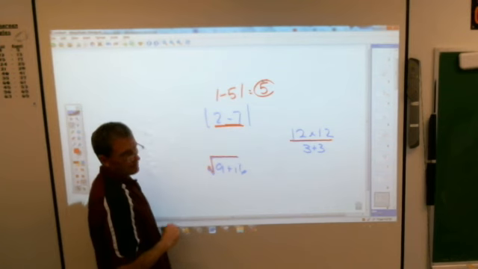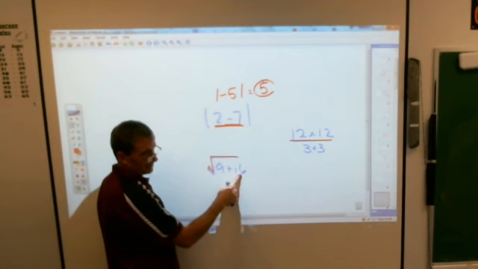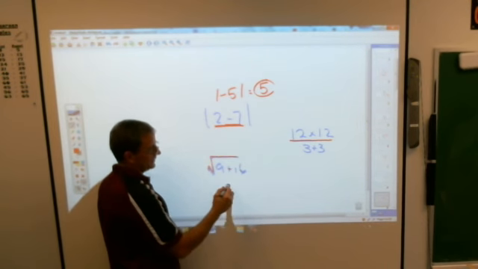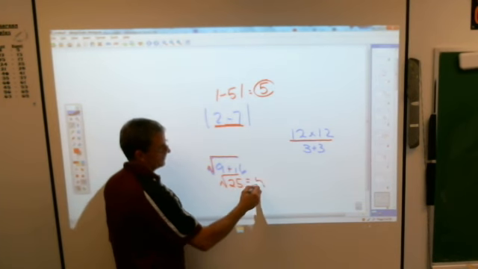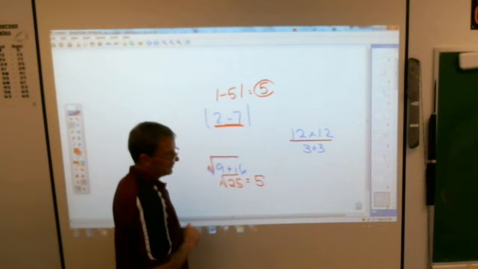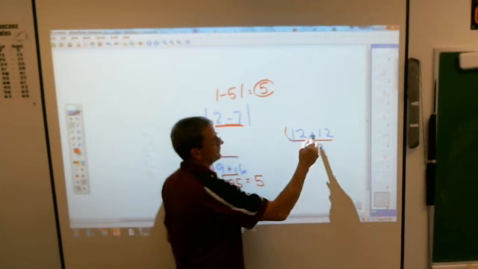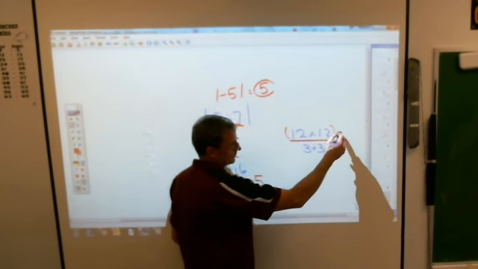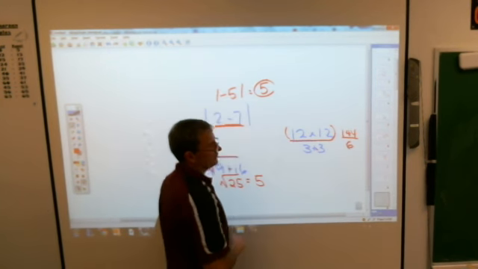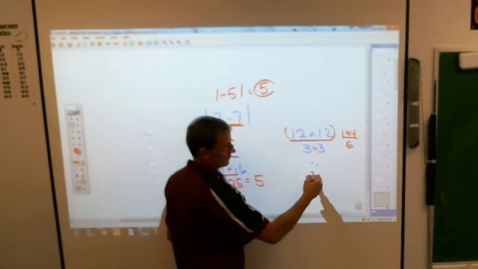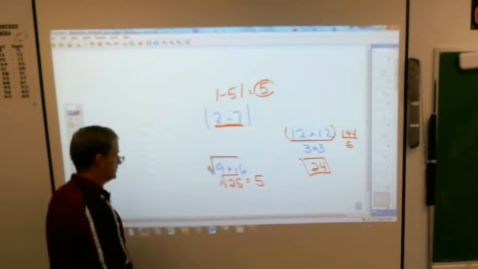That's a grouping symbol. Same thing here. You don't take the square root of 9 and then take the square root of 16 and add them together. You add 9 plus 16 together first, and then you take the square root of 25, which is 5. Same thing here. I don't do 12 divided by 3 and 12 divided by 3. I simplify this top part first. 12 times 12 is 144, and 3 plus 3 is 6. Then you do the division. 6 goes into 144 24 times. Be careful with those, because those things do come up.